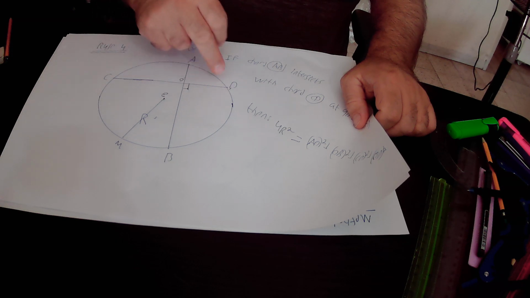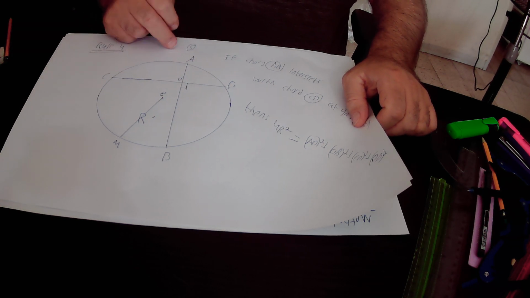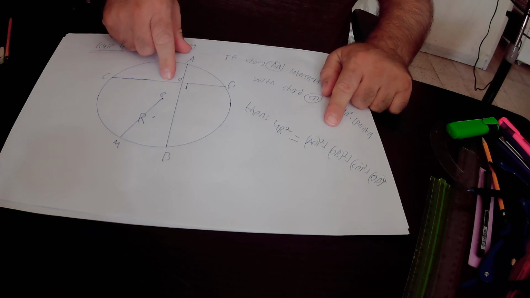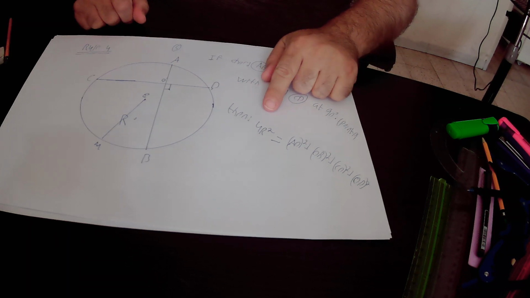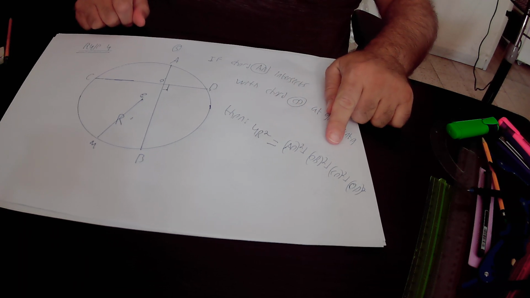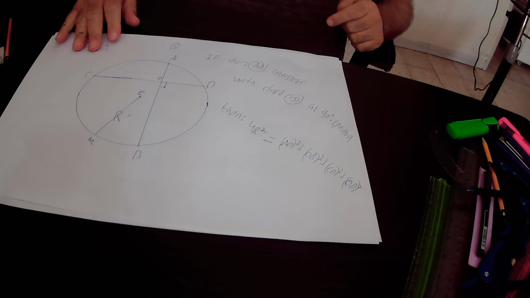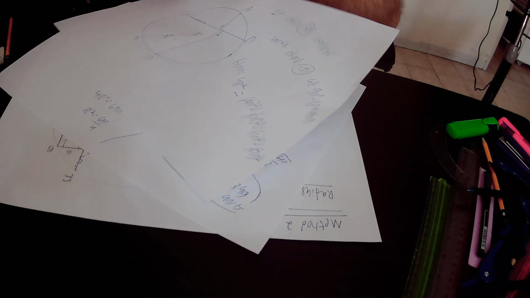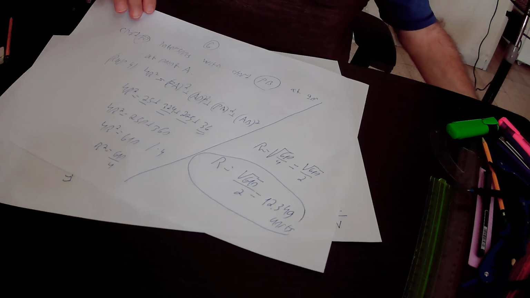4 times R square, where R is the radius of this circle, equals AO square plus OB square plus CO square plus OD square. Again, 4 times R square equals AO square plus OB square plus CO square plus OD square. We can actually implement rule number 4 in our drawing.